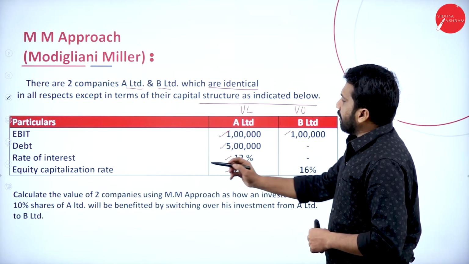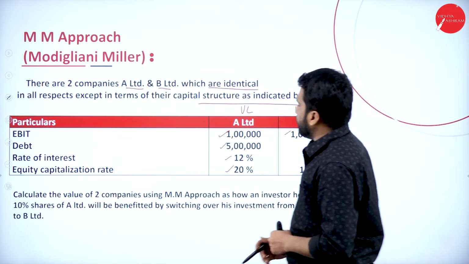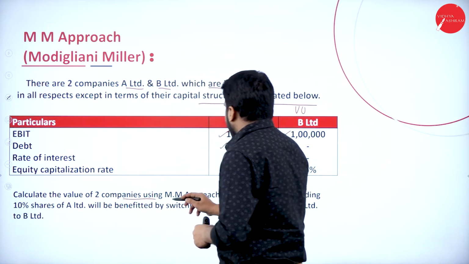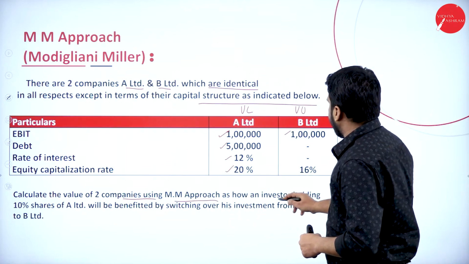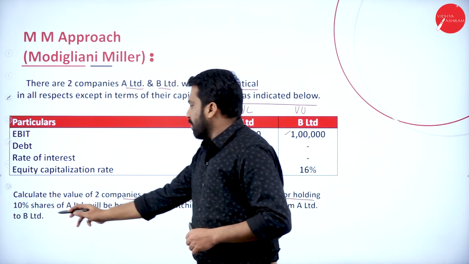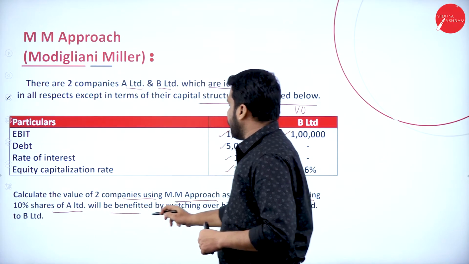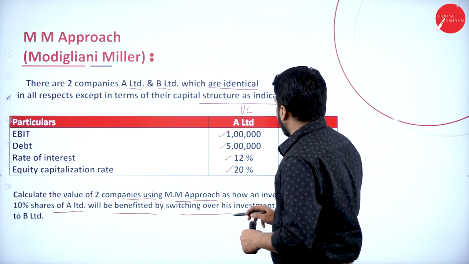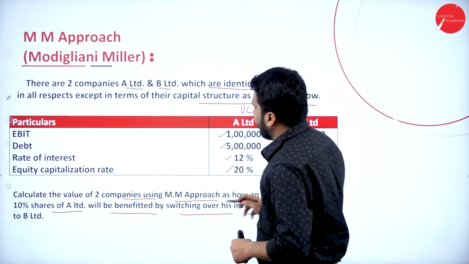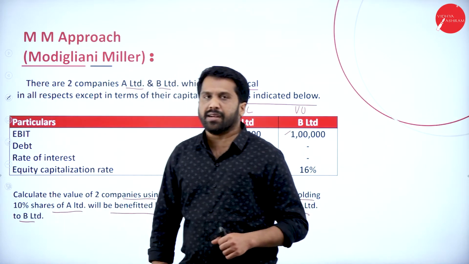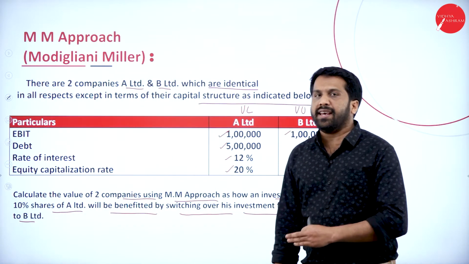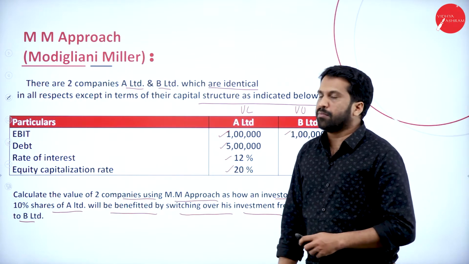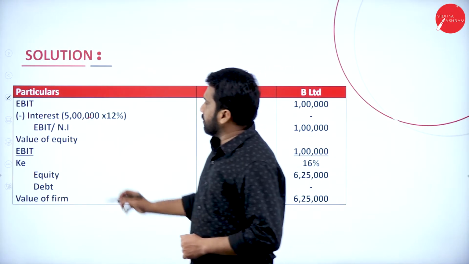Now, calculate the value of the two companies using the arbitrage approach, and show how an investor holding 10% share of A Limited will be benefited by switching over his investment from A Limited to B Limited. Whether he will remain in A or else switch over to B. So the answer is like this.